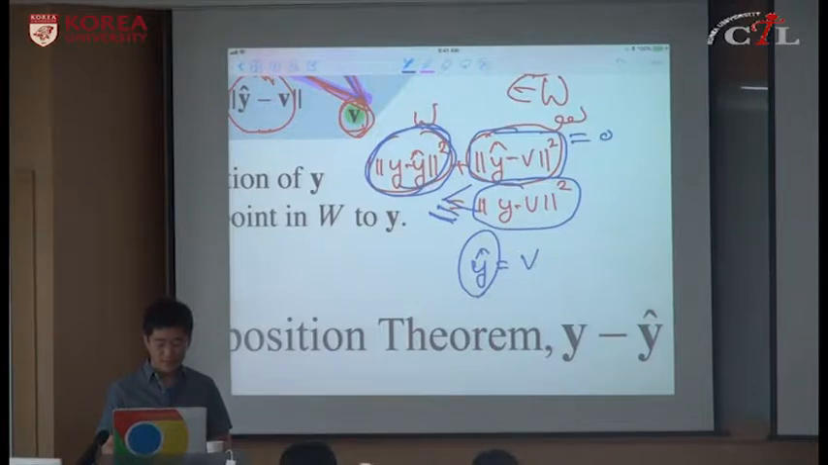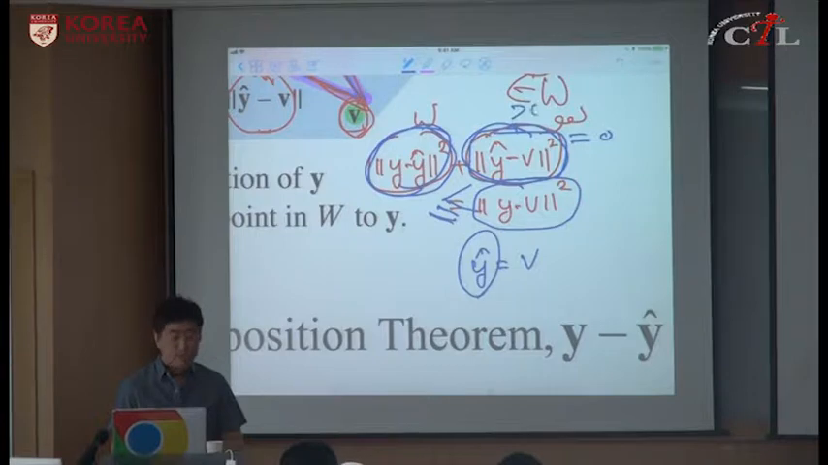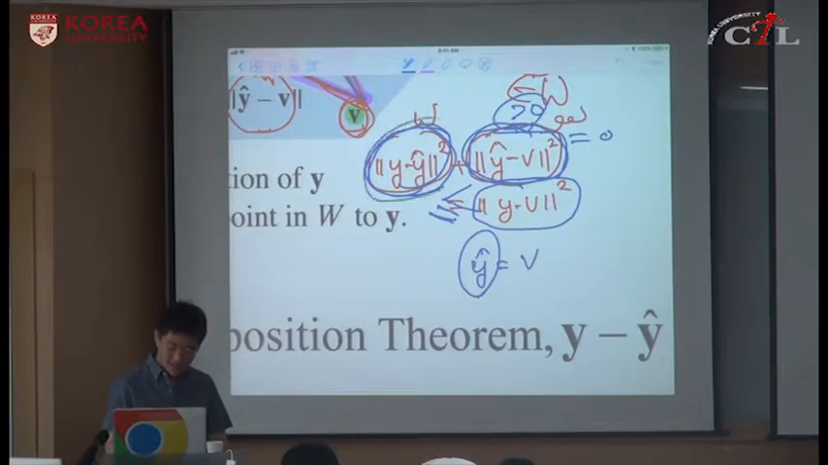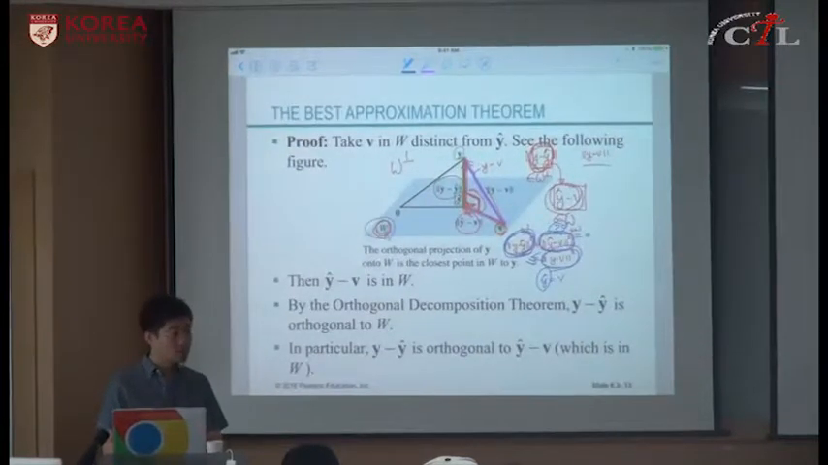And then if we choose v as a different point from y hat, then this part will be a strictly positive value, because y hat and v are different vectors and their distance will be strictly positive, and thus this one is greater than 0, and in that case, this one is strictly smaller than this guy. Okay, so this relationship is always true for whatever vector v that we choose from W, right?